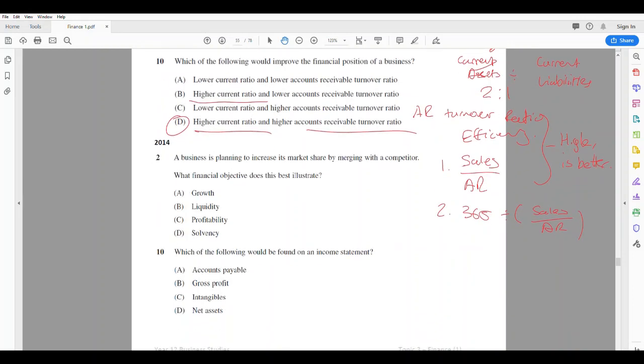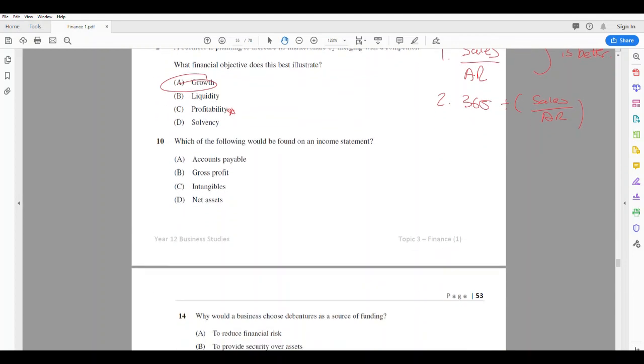Question 2 from 2014. A business plans to increase its market share by merging with a competitor. I don't really want to waste time on this. This is one of the questions you would do during reading time. Use your fingernails, mark it off. When you merge, you want to grow your business. The answer is growth. That's the most correct one. You might think it's profitability because when you merge, you might make more money, but that's not your main goal. You try and grow your business. So that's a quick one.